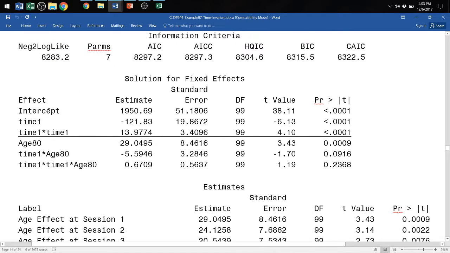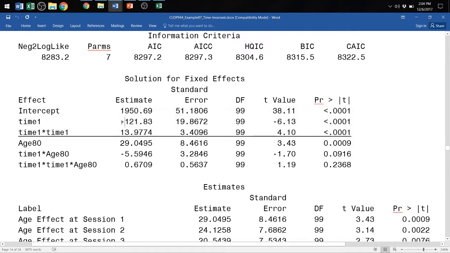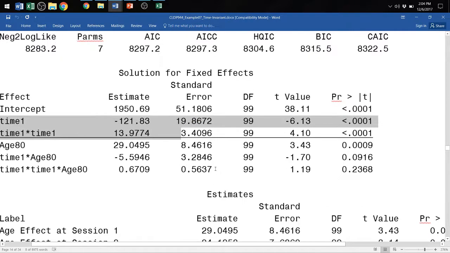Here is my story. This is my reference growth curve. For whom? Age equals 80 in this story, yes. So, an 80-year-old, response time of 1950 milliseconds at the beginning, an instantaneous linear rate of change at the first session of 101 milliseconds a session. What happens to it over time? Which pattern is that?